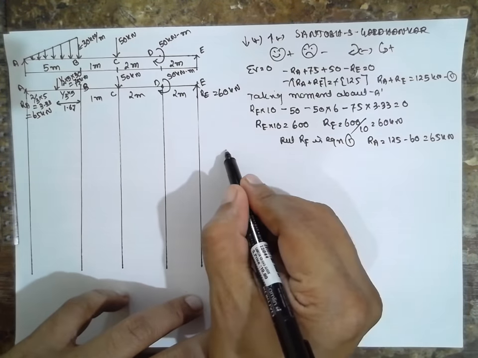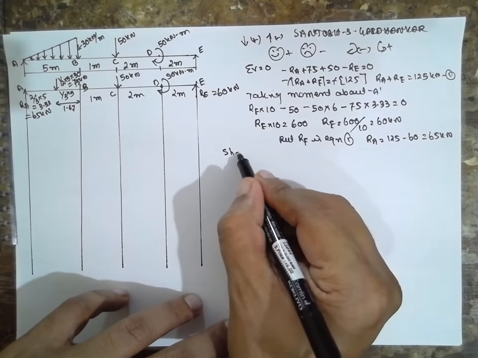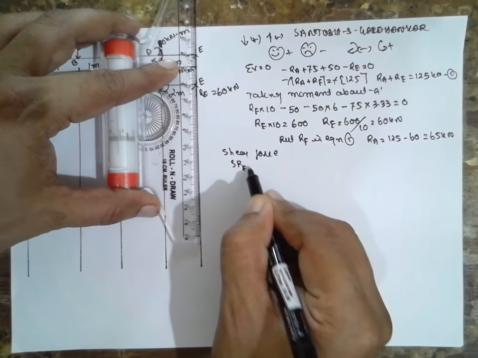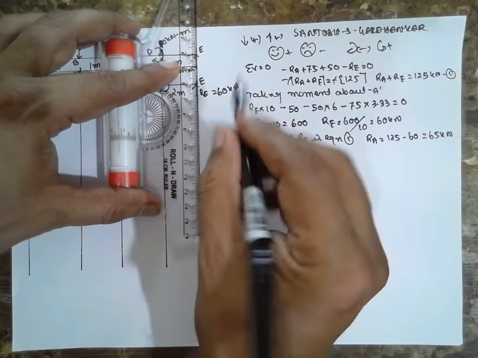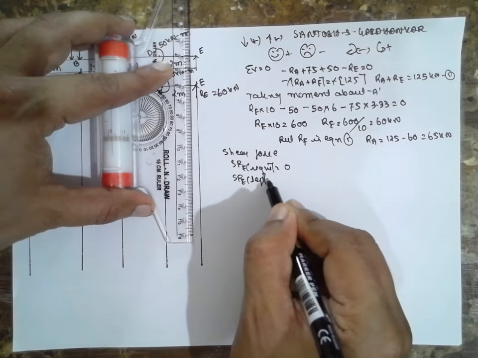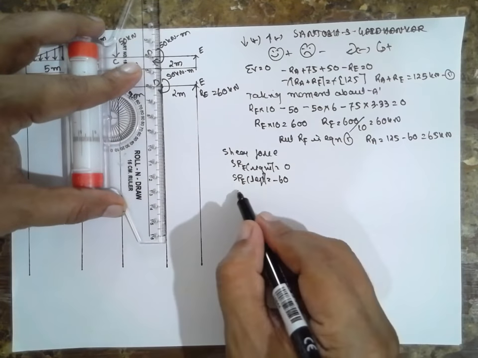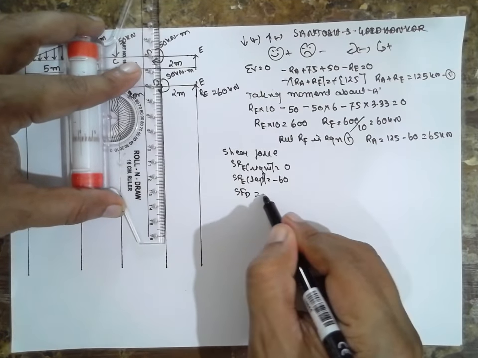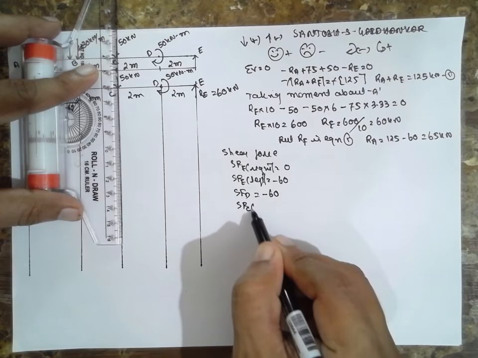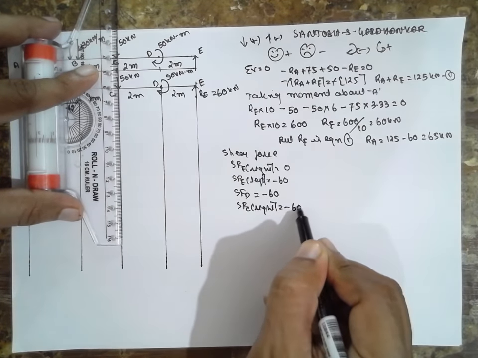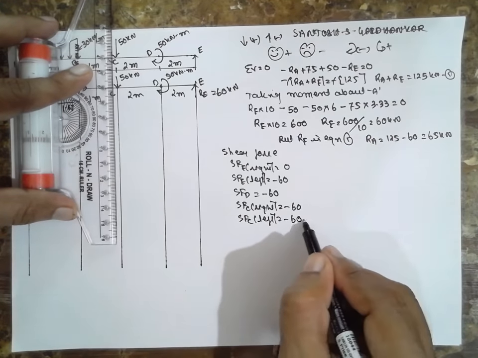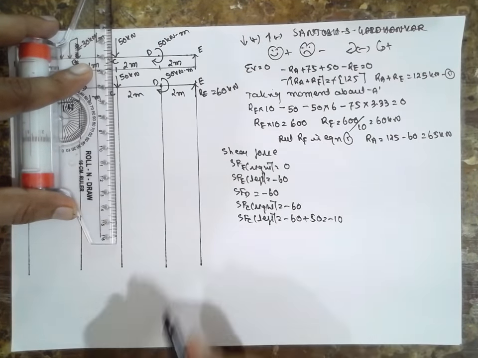Now find out the shear force. Shear force at E, right side, there is no load, so 0. Left side there will be the load. At E, left, minus 60. Next, the couple, there is no load in SFD, so directly the previous value. Next, at C, there is a load, take right and left. SFC at right side, the previous value, minus 60, and SFC at left side, minus 60 plus 50, minus 10.